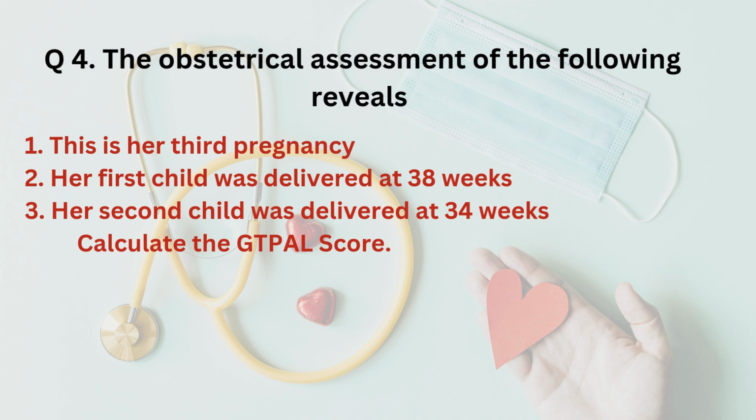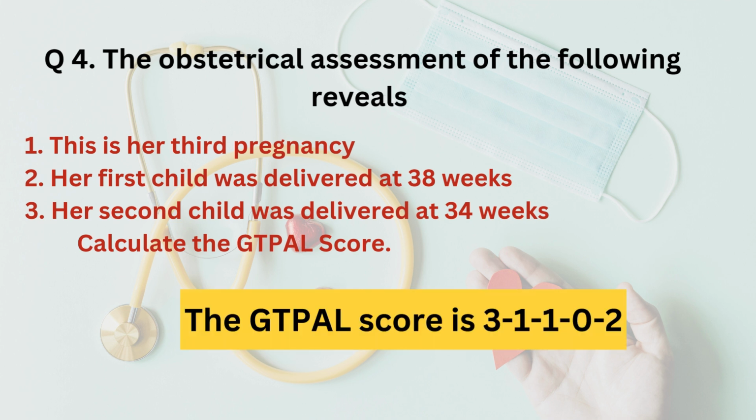Then P: her second child was delivered at 34 weeks. That means that child was premature. That child was preterm. Hence P is 1. Then there were no abortions. Hence A is 0. And those two children, preterm and term babies, are living. Hence L is 2. From this, it is clear that the GTPAL score for this scenario is 31102. 3 is gravida 3, T1, P1, no abortions, hence A is 0 and L is 2, 2 living children.